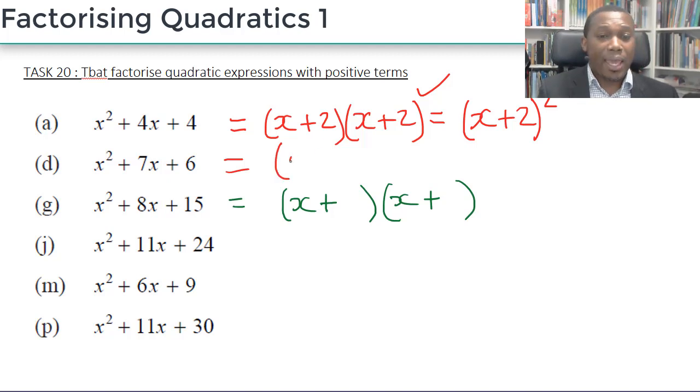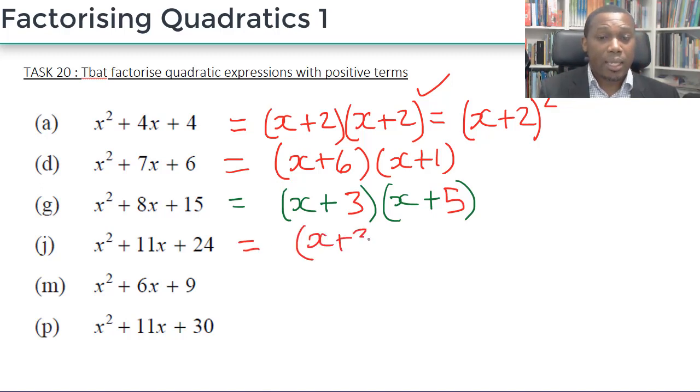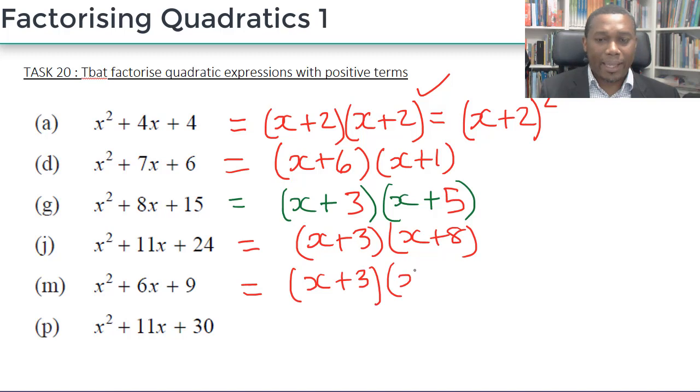D, we have x plus 6, x plus 1. C, your numbers would have been 3 and 5. J, you would have x plus 3, multiplied by x plus 8. For M, you would have x plus 3 multiplied by x plus 3.